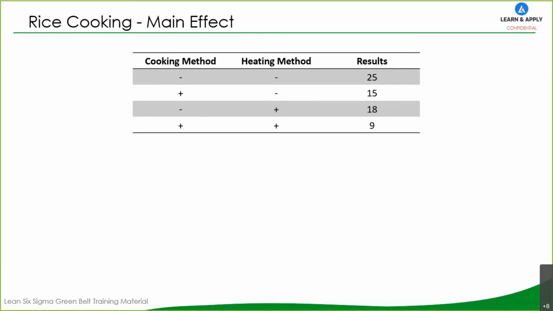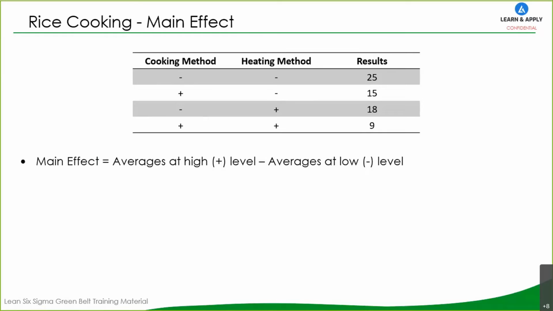Now let's talk about the main effect. So what is the main effect? Main effect is nothing but, what's the formula we had seen? Average at high level minus average at low level. Simple.